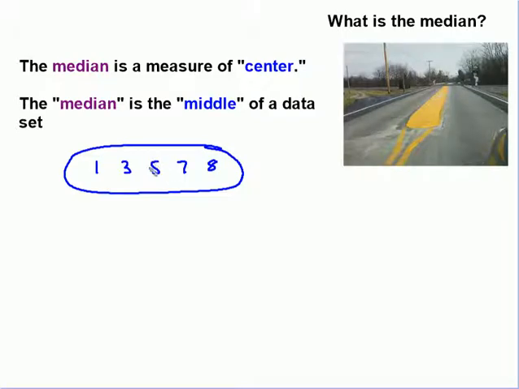Now quickly looking at it, which one of these numbers is in the middle? Which one do you think it is? It is 5. 5 is in the middle, right? It's just the middle number. We've got them in order here, 1, 3, 5, 7, and 8, and that's the middle. The catch to the median is that you have to put them in order.